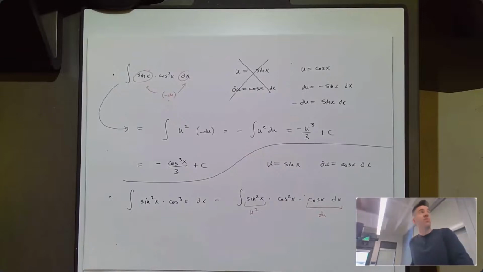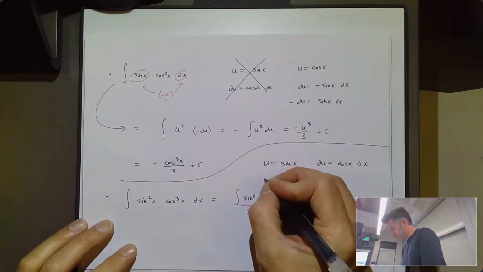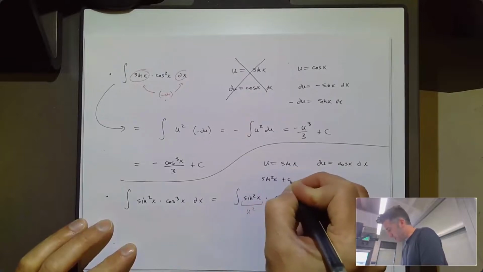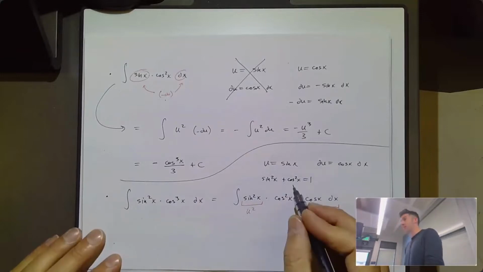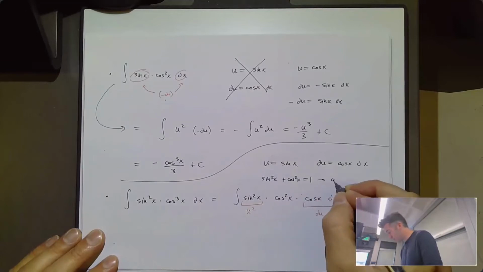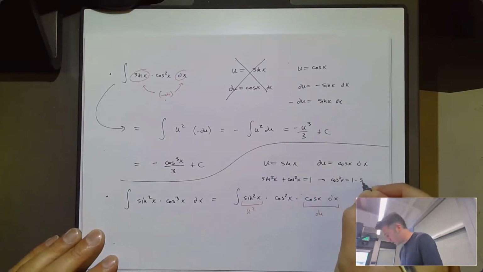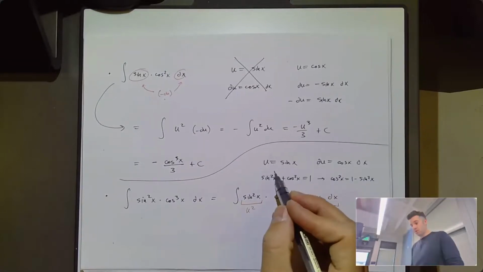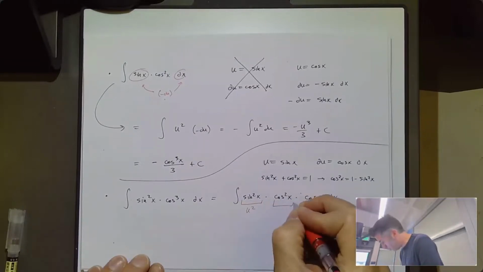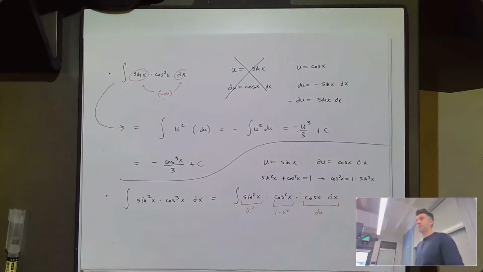It's not u squared because u is sine. So this is where you have to use a trig identity. It's true that sine squared x plus cosine squared x equals 1. That is a trig identity that you should all be aware of. And then if we solve for cosine squared, we get cosine squared x equal to 1 minus sine squared x. But sine is equal to u, so this is equal to 1 minus u squared.